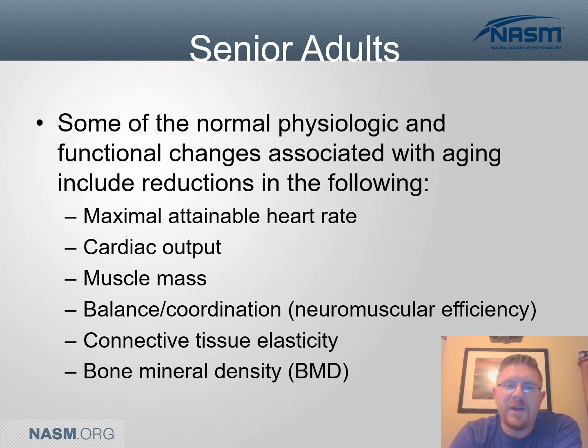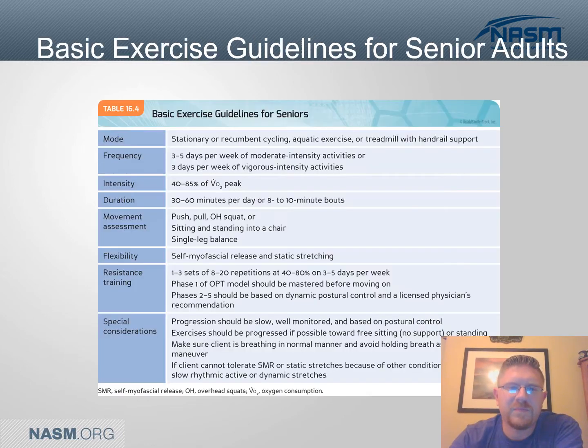But here's the good news, everybody. A lot of this stuff, with maybe the exception of maximal attainable heart rate, can all be improved by consistent exercise, good lifestyle habits. Here are some of the guidelines for older folks. You can see it looks a lot like what you might see for an adult. You also see maybe for mode of cardio training, which is that top part of this table, stationary or recumbent cycling, aquatic exercise, treadmill with handrail support. These are all things to kind of look into some of those balance issues we talked about, maybe minimize some of the impact on their joints. So those are some of the choices there.